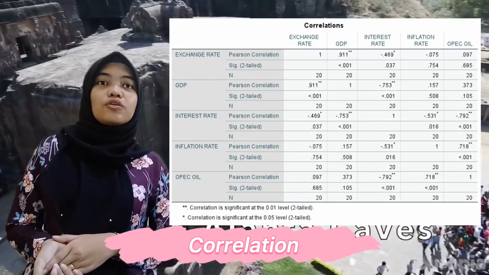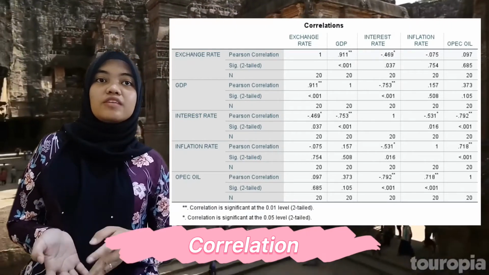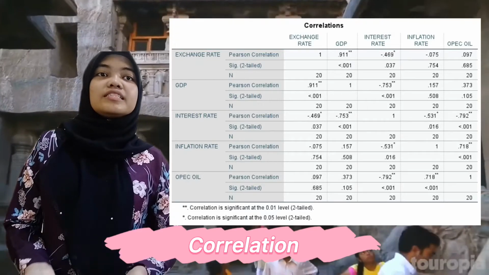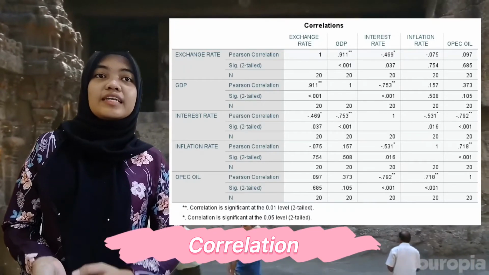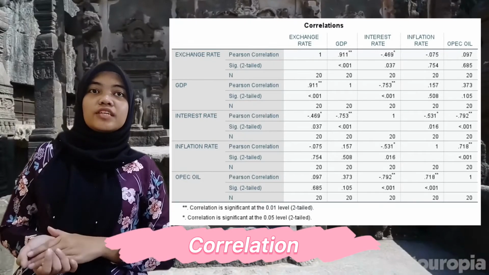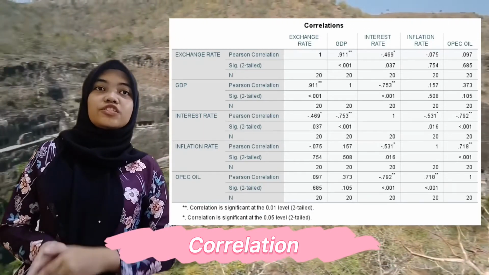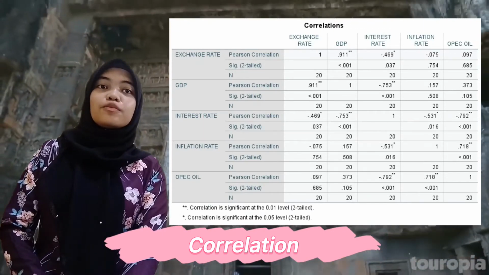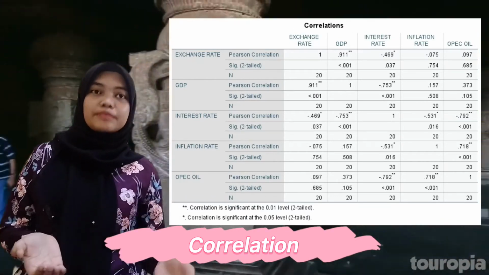Next, interest rate shows a negative relationship with exchange rate, GDP, inflation rate and OPEC oil. The significance level is 0.001, which is below 5% and can be said as accepted. Then inflation rate shows a positive relationship with OPEC price and a negative relationship with exchange rate. The significance level is 0.001, which is also below 5% and can be said as accepted.